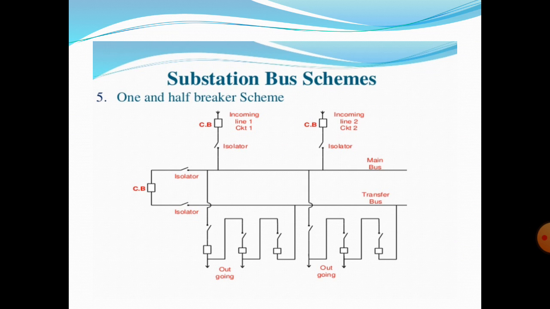In this scheme, the main bus and the transfer bus are connected through circuit breakers, so it is called the 1.5 breaker scheme.